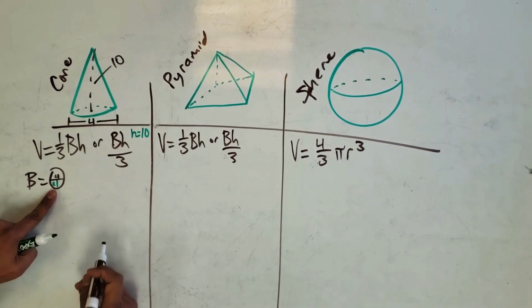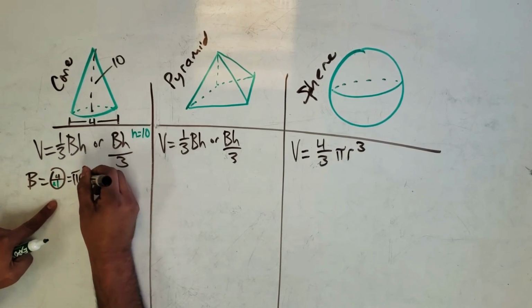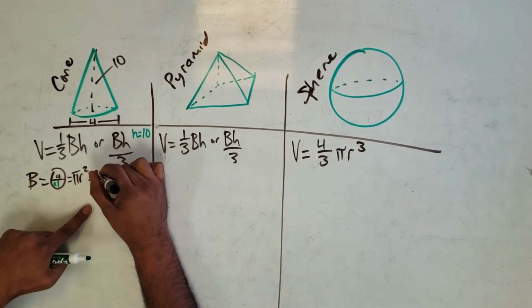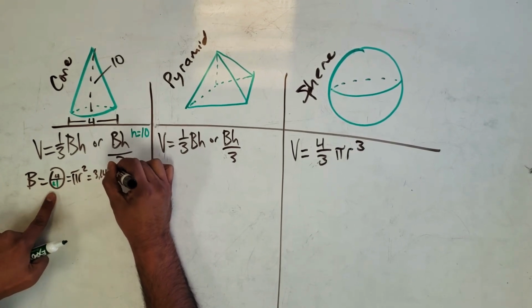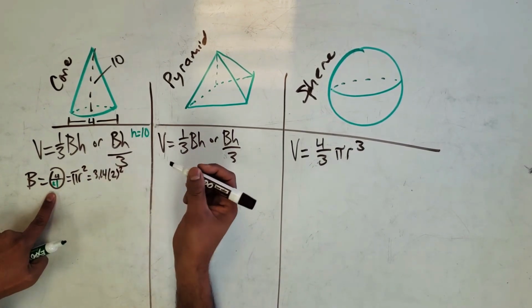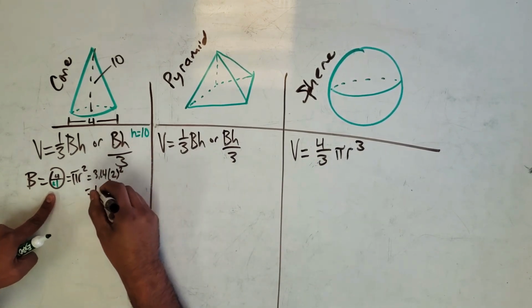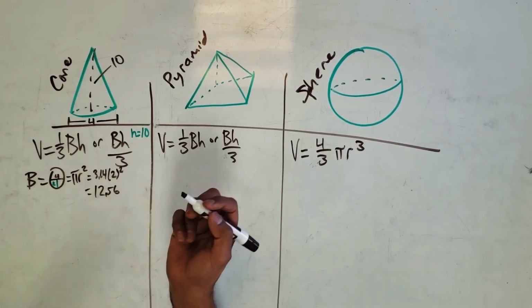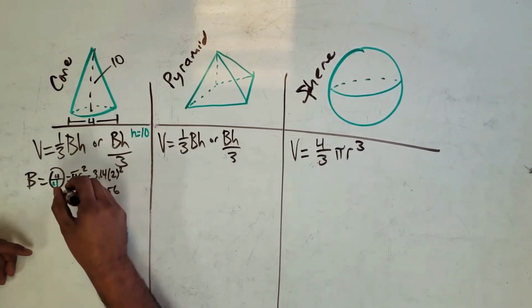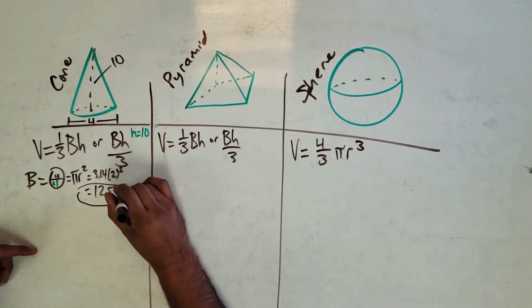So we need to find the area of that circle. The formula for that is going to be pi r squared. 3.14 times the radius, which is 2, squared, which we did earlier, which we already know is going to be 12.56. So notice the base is exactly the same. And I'm going to circle that, and it's feet squared also.